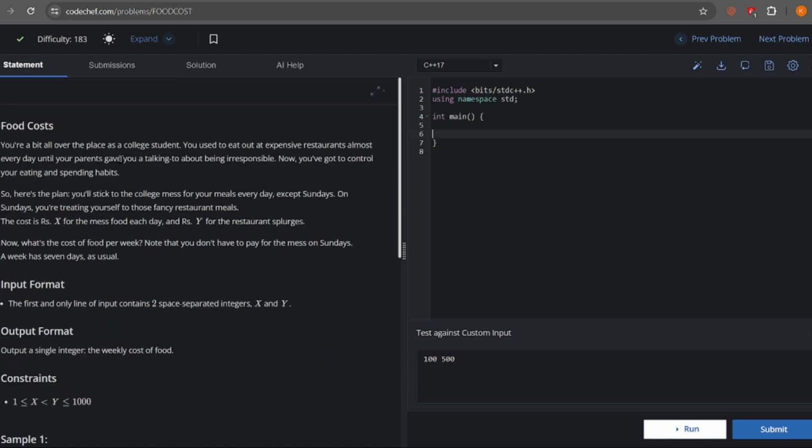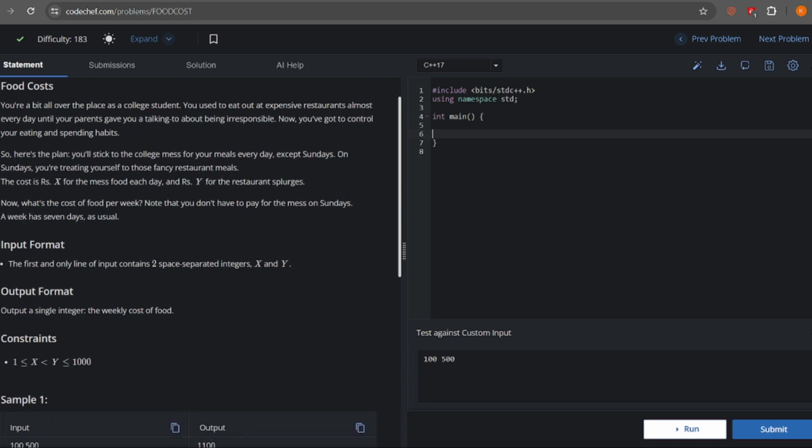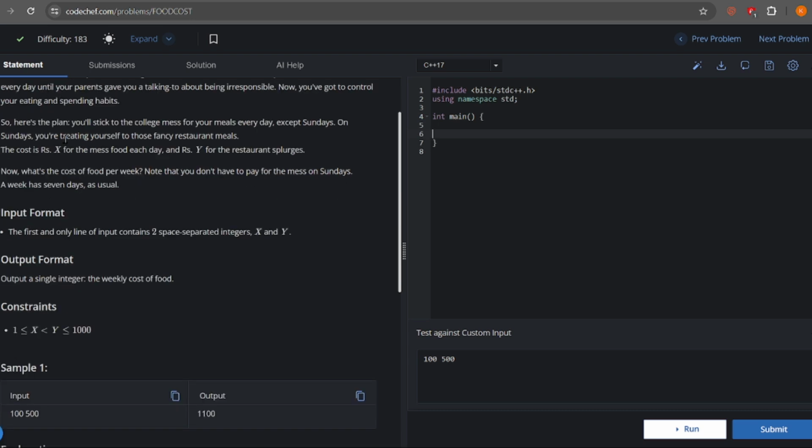You're a bit all over the place as a college student. You used to eat out at expensive restaurants almost every day until your parents gave you a talking to about being irresponsible. Now you got to control your eating and spending habits. Okay, so here's the plan. You'll stick to the college mess for your meals every day except Sundays. On Sundays, you're treating yourself to those fancy restaurant meals.